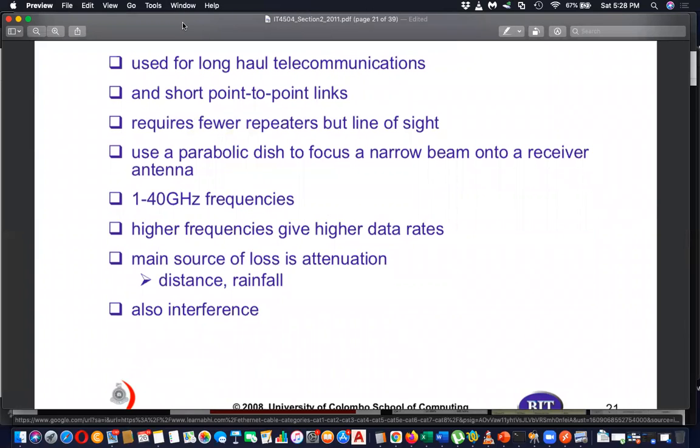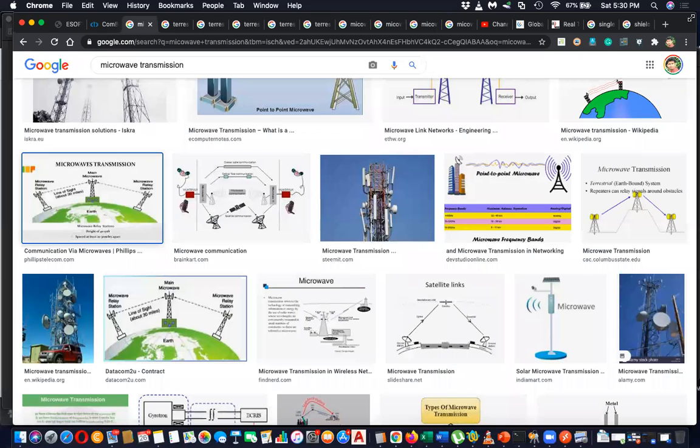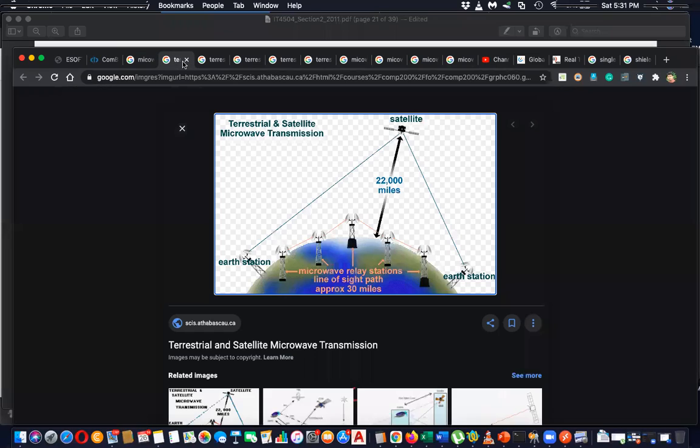So it's 3, okay? So please remember it's 3. 3 satellites to cover the entire Earth. Let me show an image. For better understanding, let me show this by using images. Just to explain this in a better way, I'm going to use these images. Okay, this shows the terrestrial and satellite microwave.